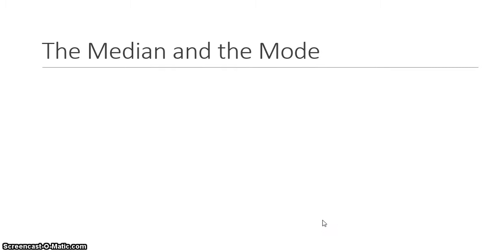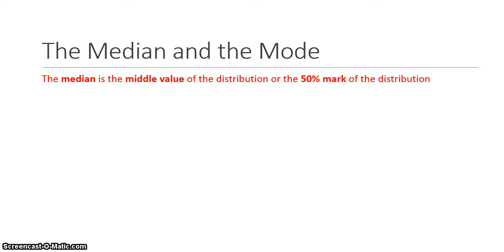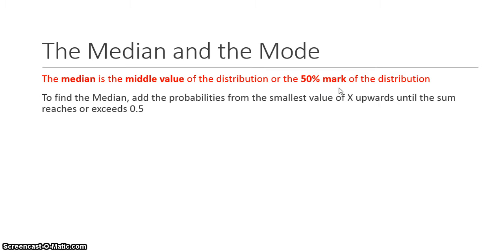Now the median and the mode. This is quite easy to calculate. As I said earlier, the median is the middle value of the distribution, or you can think of it as the 50% mark of the distribution. So to find the median, we simply add the probabilities from the smallest value of x upwards until the sum reaches or exceeds 0.5.